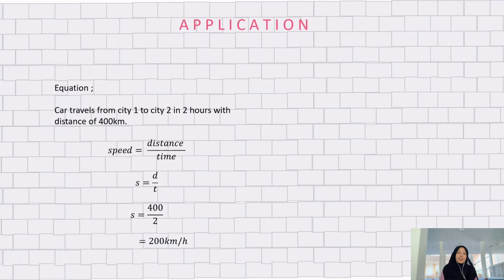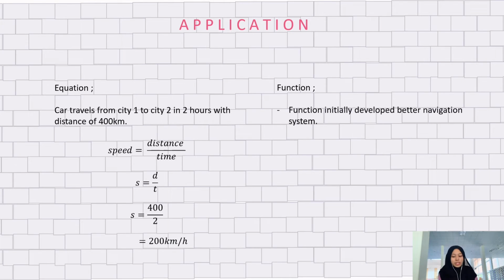km per hour. Next, for function, it was initially developed for better navigation systems. For example, engineers use functions for building skyscrapers and bridges.